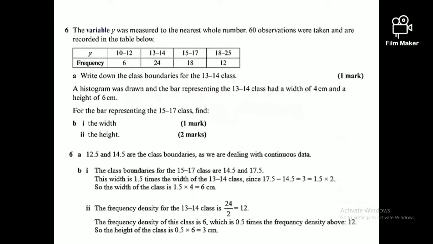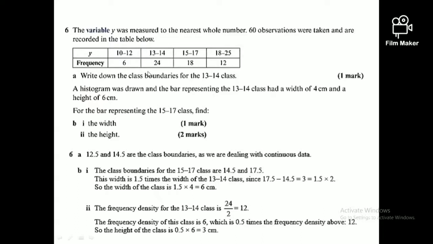Okay. Now, this is another very important question because this is one of the exam style questions where we can observe and we need to understand the approach for this question. Let's see. The variable y is measured to the nearest whole number. 60 observations were taken and are recorded in the table. 10 to 12 is 6. There are 6 observations in the category of 10 to 12.